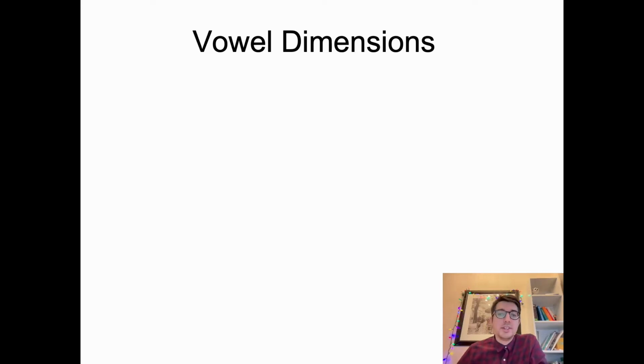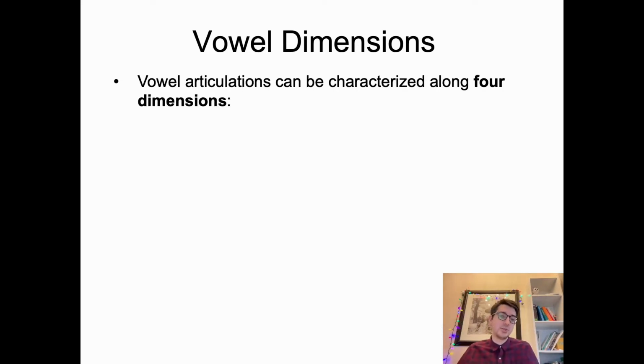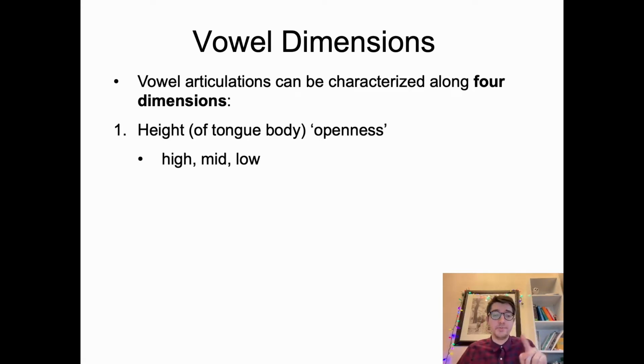These were the consonant dimensions, the descriptive tags that we are using to describe the articulation of certain consonants. We have vowel dimensions as well. Vowel articulations can be characterized along four dimensions. These are height. Vowels can be high, mid, and low, or open, right?